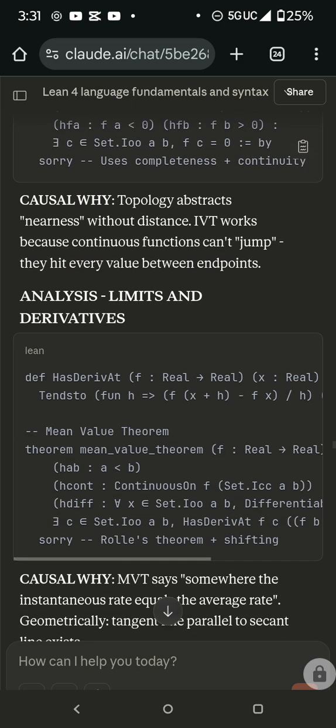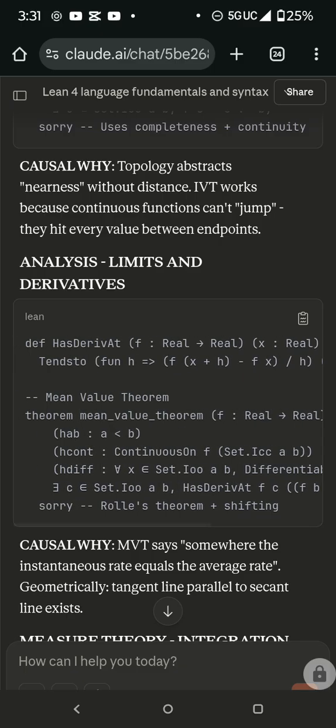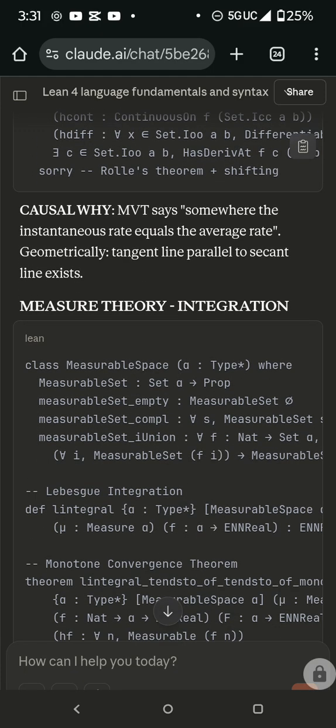Fascinating stuff. And by the way, this stuff's going to be useful for potentially proving some of the frontier problems now. See? Causally, topology, abstract nearness without distance. IVT works because continuous functions can't jump to hit every value between endpoints. Then analysis, limits, and derivatives. It's your calculus, right? Causally, MVT says somewhere the instantaneous rate equals the average rate.